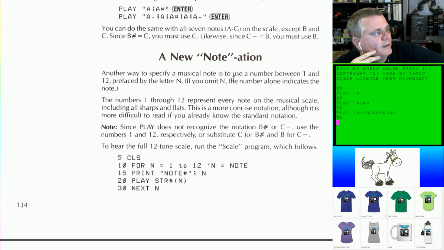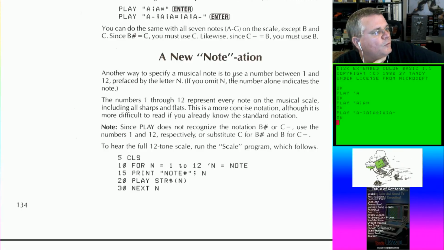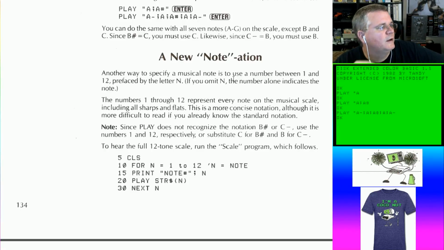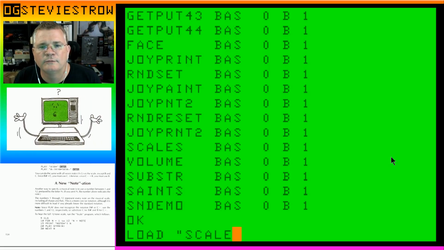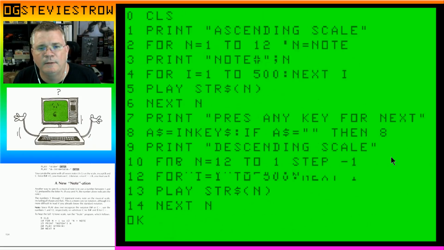And so it says the play command does not recognize the notation B sharp or C flat. Use the numbers 1 and 12 respectively, or substitute C for B sharp and B for C flat. So now it says to hear a 12-note scale. So right now we're going to load scales. And so now I'm going to show you the program that's kind of in the book and the examples in the DIY examples.